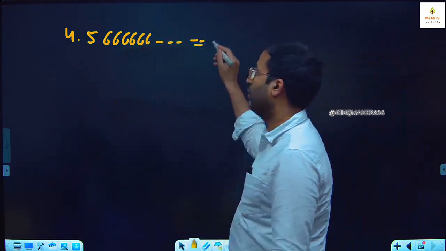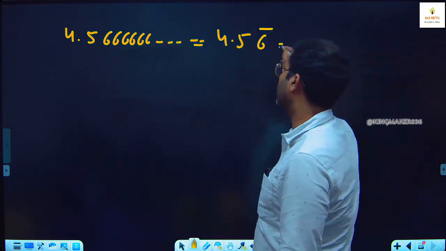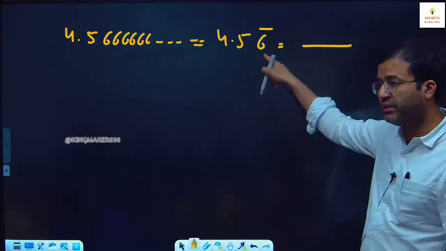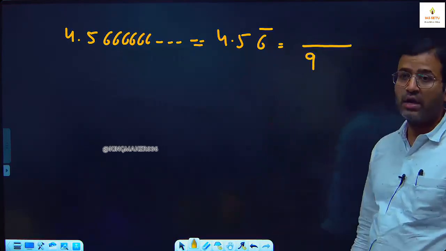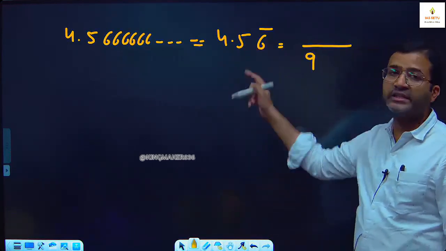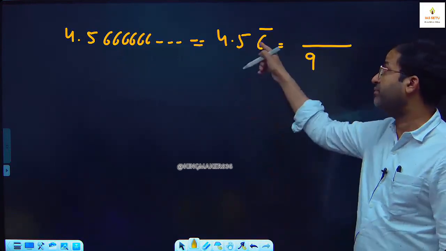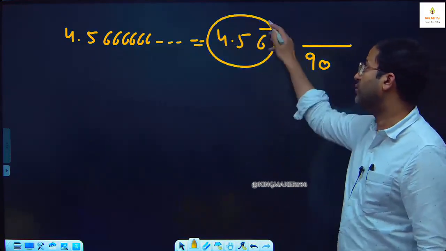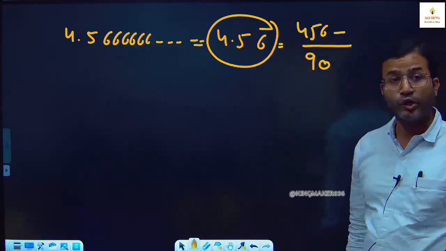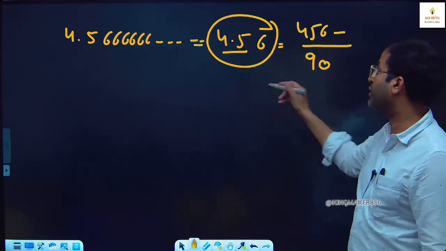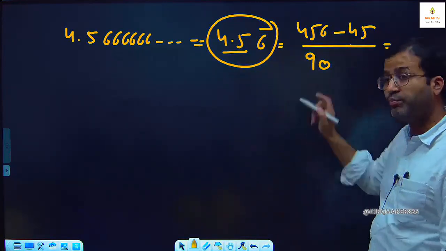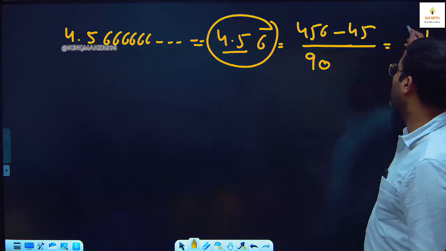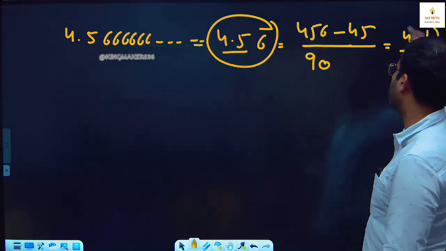4.56666666. It is 4.5 bar on 6. Denominator, there are two rules. As many 9s as many digits under the bar, 1 nine. As many 0s as many digits between decimal and recurring part. Between decimal and recurring part there is 1 digit, so 1 zero. Numerator is total number 456 minus non-recurring part. What is non-recurring? 45. Be careful. 45. 6 minus 5 is 1, 45 minus 4 is 4, 41 upon 90. Simplify.